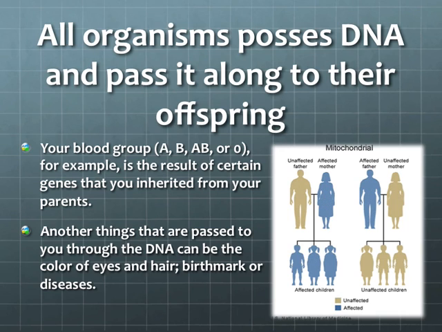And so your blood group, for example, is the result of certain genes that you inherited from your parents. Other things that pass to you through the DNA can be the color of eyes and hair, birthmarks, and diseases.